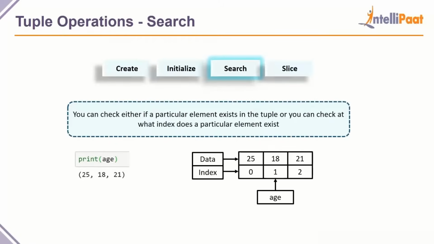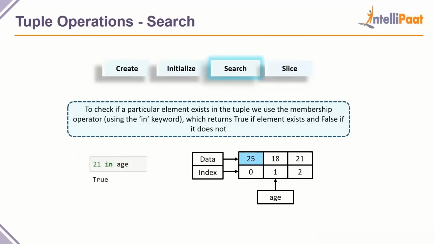So you can check either if a particular element exists in a tuple, or you can check at what index a particular element exists. Those are two kinds of searches that you might want to perform. So that's how you can do it. Now to figure out whether or not a particular element exists in a tuple, all you have to do is look through the tuple and figure out whether it's there or not.